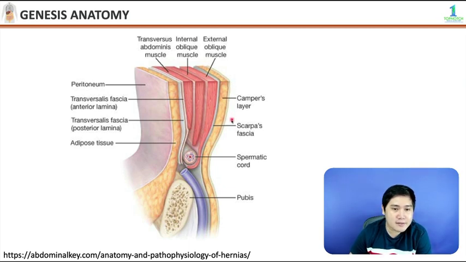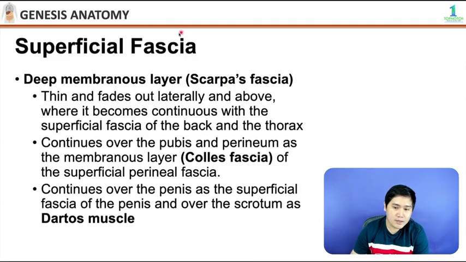So ito ang skin. This is the Camper's fascia or Camper's layer. It is followed by a deep membranous layer, also known as the Scarpa's fascia. Your Scarpa's fascia is continuous, no, over the pubis and perineum, as the membranous layer of the superficial perineal fascia. It has a proper name. It is the Colles fascia. In the abdomen, it is Scarpa's fascia. In the pubis and perineum, it will now be the Colles fascia.